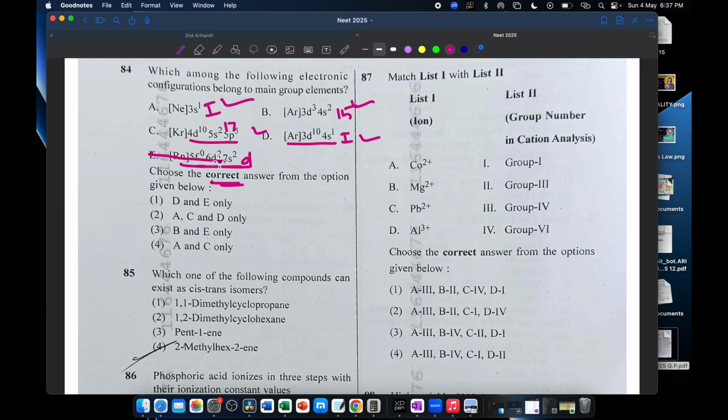D block elements only, S and P block elements are considered as main group elements. So the most appropriate is A C D only.